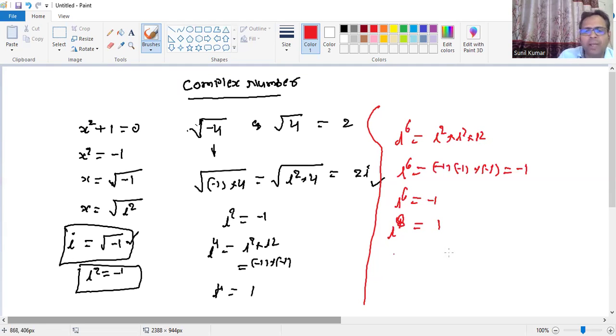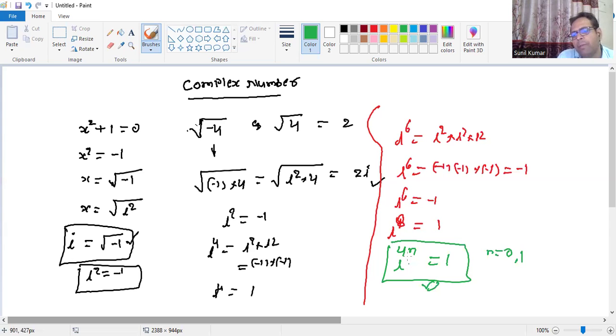So based on that, we get one concept here. The concept is iota to the power 4n will be 1. We can check by putting n equal to 0: i power 0 is 1. And for n equal to 1, i to the 4 is 1. We can put any value also. This is a general value. If you have iota to a power like that, then you'll always get 1.